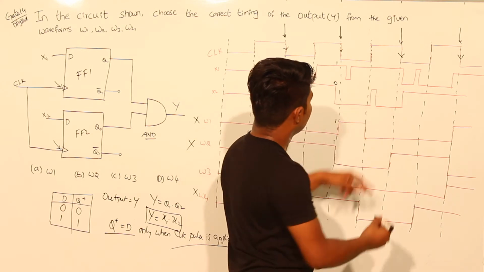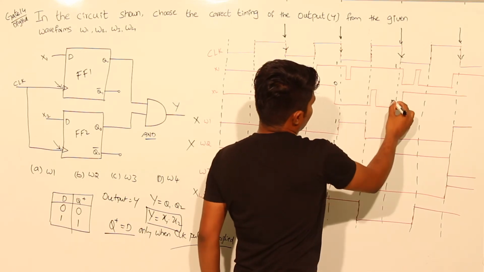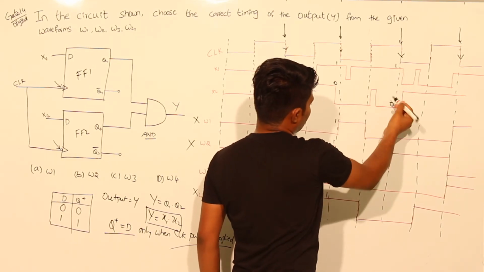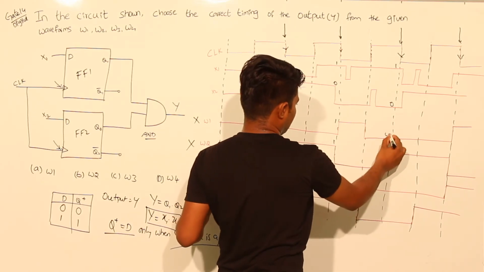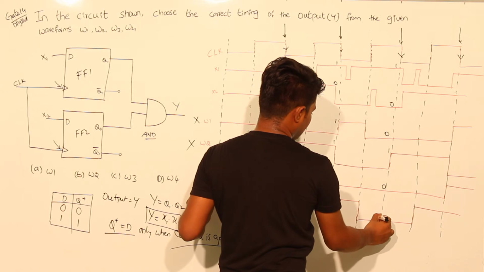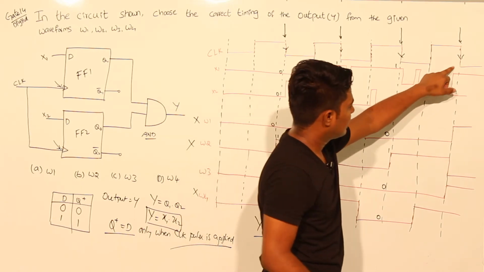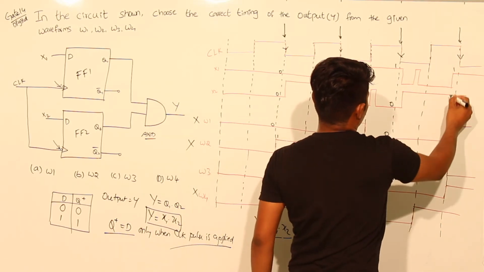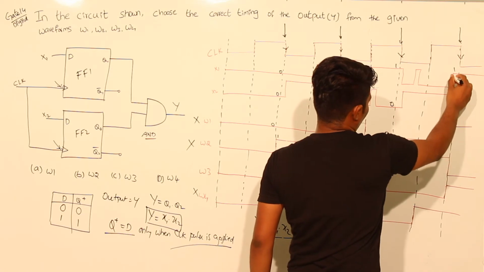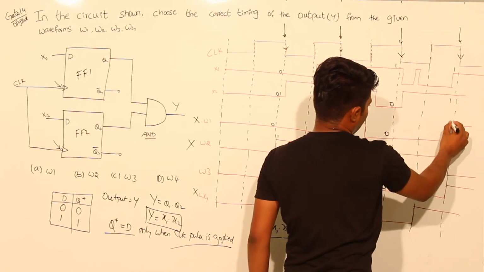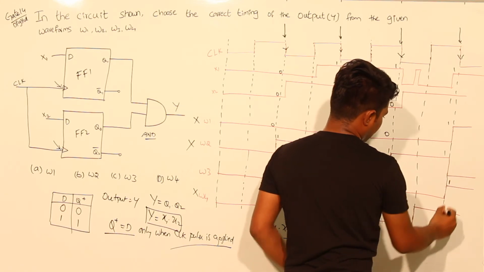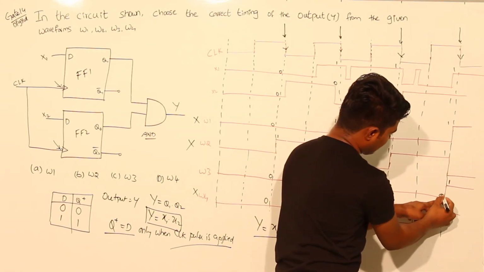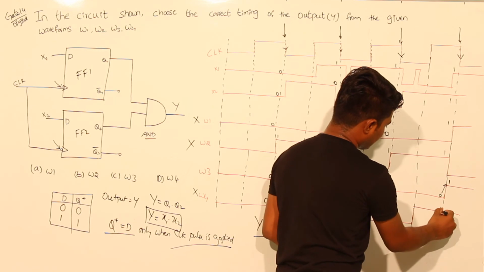Now check here. X1 is 1, X2 is 0. Similarly, 1 into 0 is equal to 0. We will check W3 whether it is 0 or not. This is 0, this is 1, this is 0, this is 0. Now here X1 is 1, X2 is also 1. Now 1 into 1 is equal to 1. Here it is 1, here also it is 1. See here, it is rising from 0 to 1. Now it is 1.